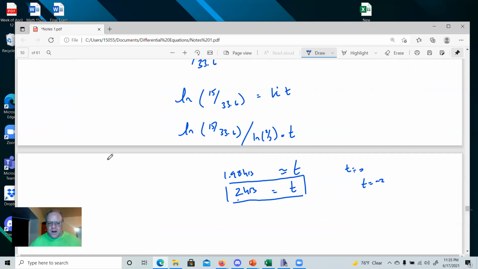All right, so I'm going to pause it. I'm going to cut it there. So that's our first one. I'm going to do a couple of mixture problems next, and then we'll see where we go from there. Okay, very good.